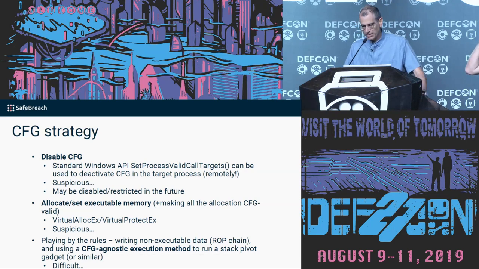The third option, and I think this is the future of process injection techniques, is to play by the rules, that is, writing non-executable data, which can be a ROP chain, and then using a CFG-agnostic execution method to run a stack pivot gadget and start executing the ROP chain. Unfortunately or fortunately, depending on your point of view, only very few execution techniques are CFG agnostic, and I will touch on this subject later in this presentation.